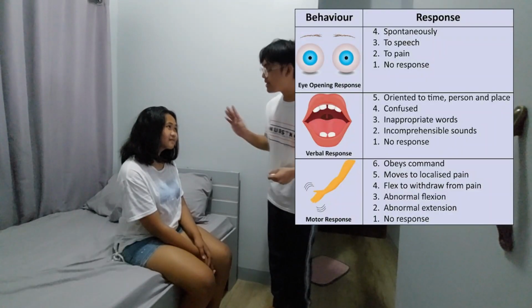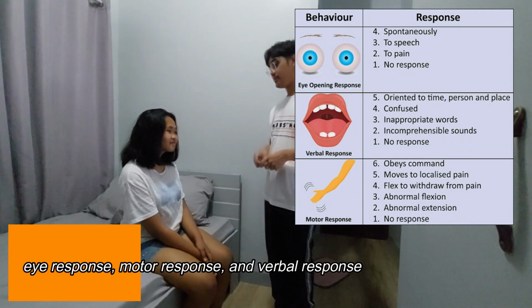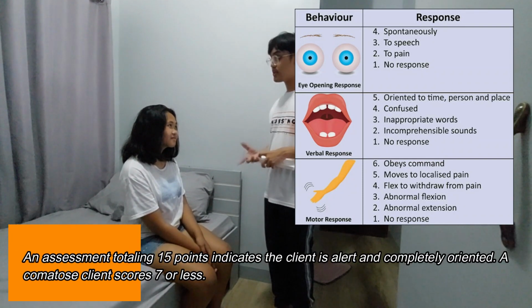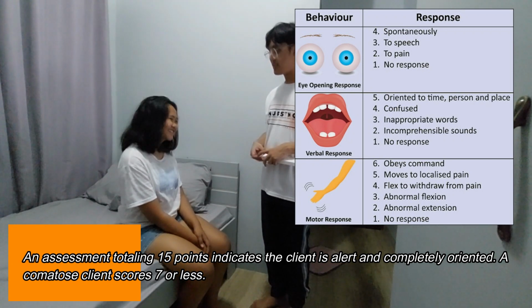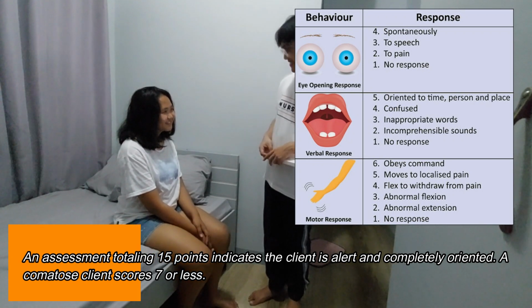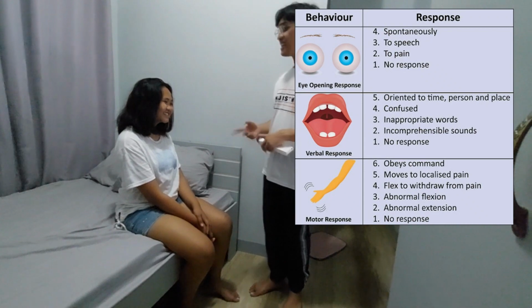Apply the Glasgow Coma Scale: eye response, motor response, and verbal response. As an assessment, a total of 15 points indicates the client is alert and completely oriented. A comatose client scores 7 or less.